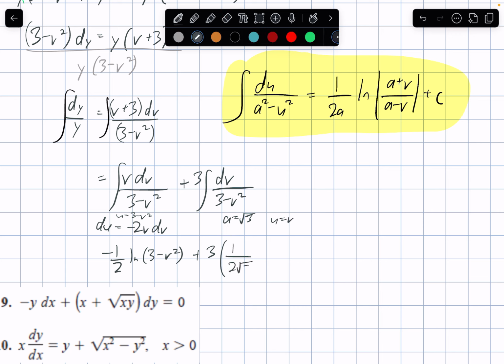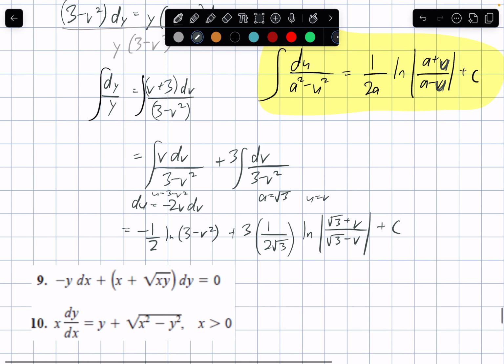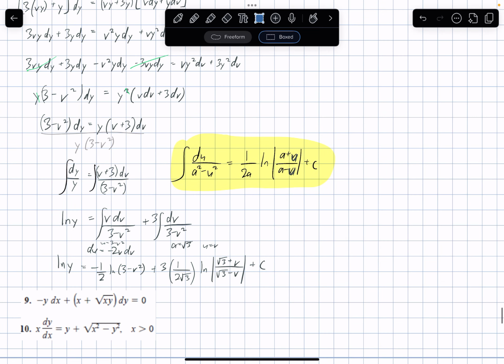So 1 over 2 square root of 3 ln what? Square root of 3 plus v. Sorry, this is supposed to be u over square root of 3 minus v plus c. Wow. Okay. What's the other side? This one is ln y. Just ln y.